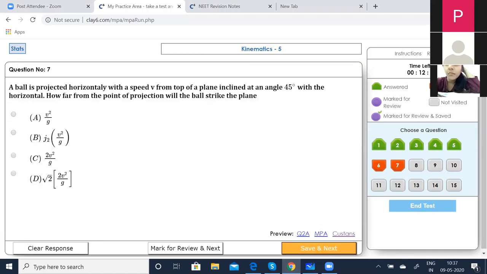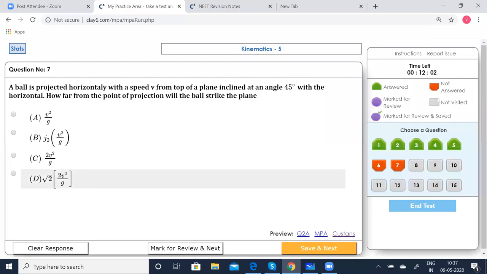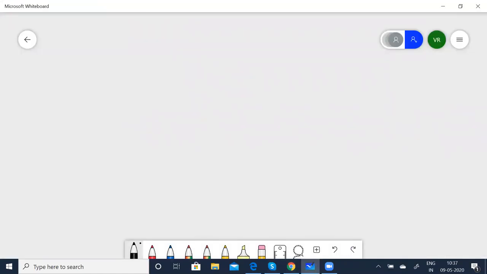A ball is projected horizontally with a speed v from the top of a plane inclined at an angle 45 degrees with the horizontal. How far from the point of projection will the ball strike the plane? Let us solve this. Let me draw the diagram here.